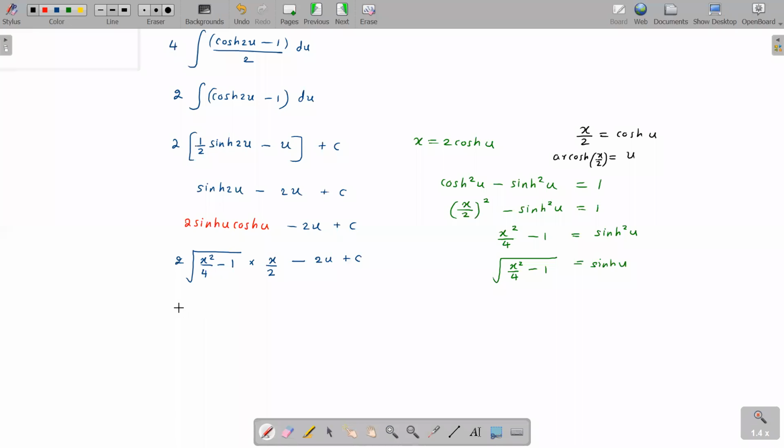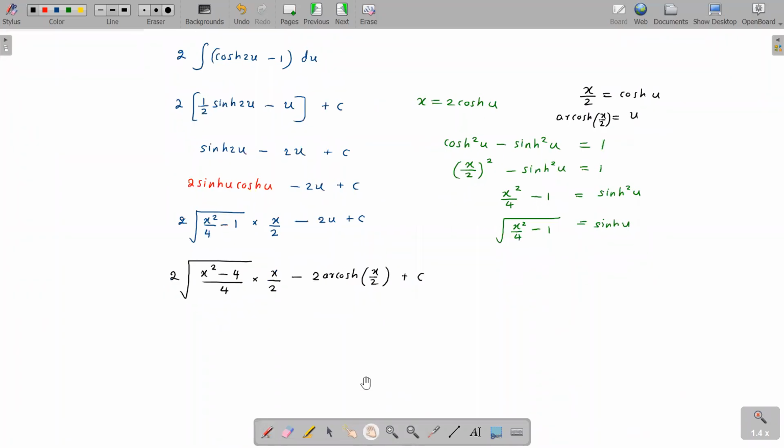So let's simplify here. 2 times root x square minus 4 over 4, minus 2 times u, which is arc cos x over 2, plus c. So I can take this 4 out of the root because 4 is a complete square number. We can take it out as a 2. I mean, basically it comes out as a half, from the denominator. So here the 2 is there already and the 4 from the denominator comes, and we have root x square minus 4 into x over 2.